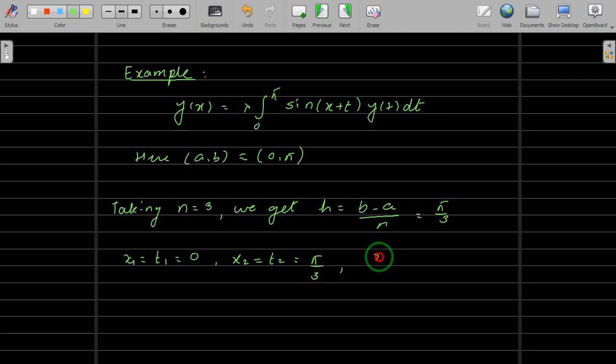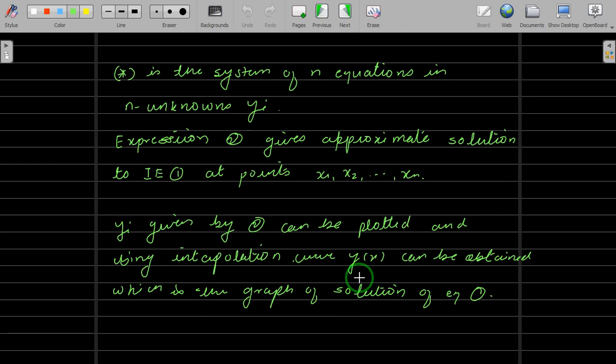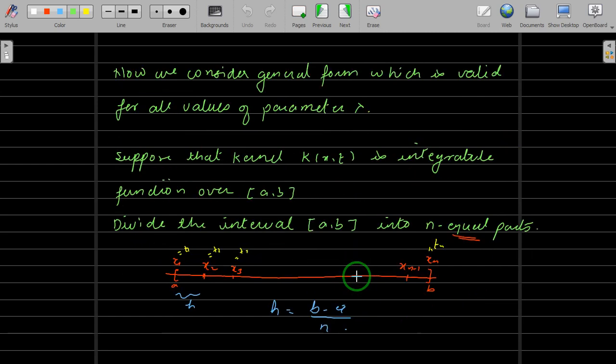And x3 equals t3, that is plus pi by 3, so 2 pi by 3, right? I guess I made some error down the line here. I said this is equal to b, but it's not equal to b. This b will be here, so this is xn will be here, and this will be xn minus 1. Right here. Okay.